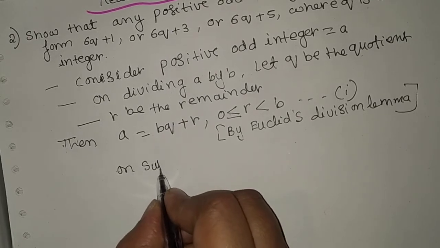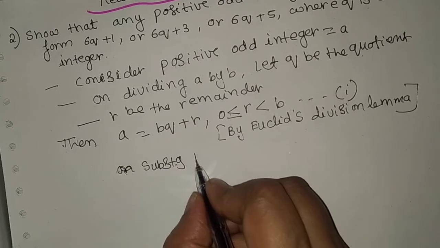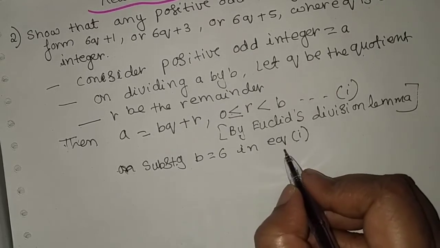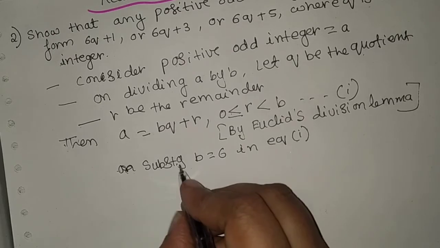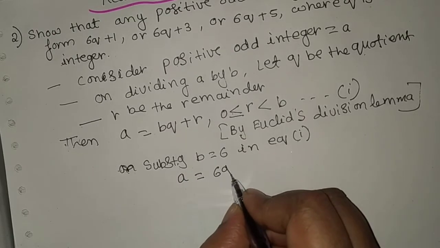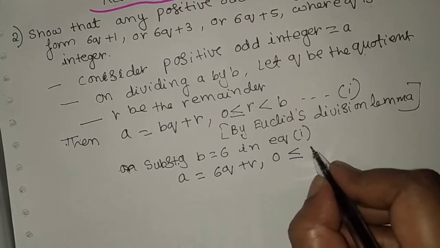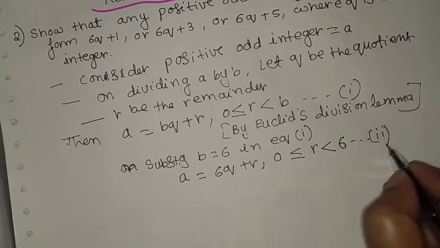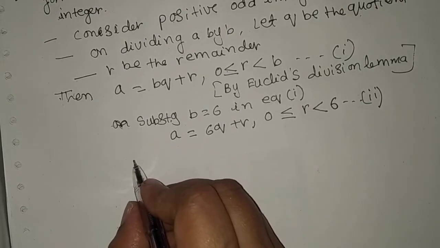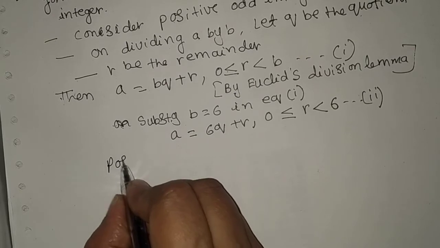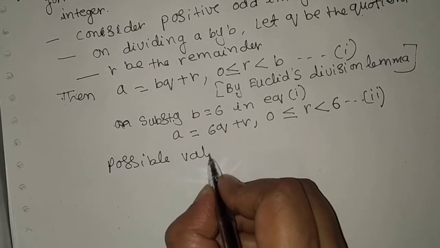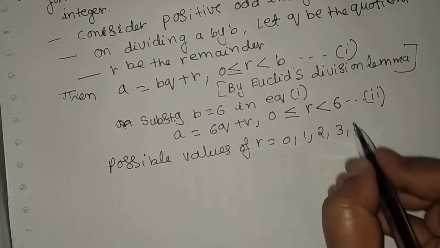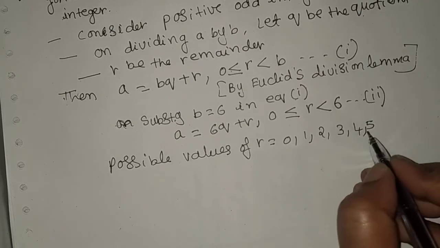Next step is, on substituting b is equal to 6 in equation 1, we will get a is equal to 6q plus r, where 0 less than or equal to r less than 6. This will be equation 2. Now the possible values of r are 0, 1, 2, 3, 4, and since 6 is there, we have to go till 5.